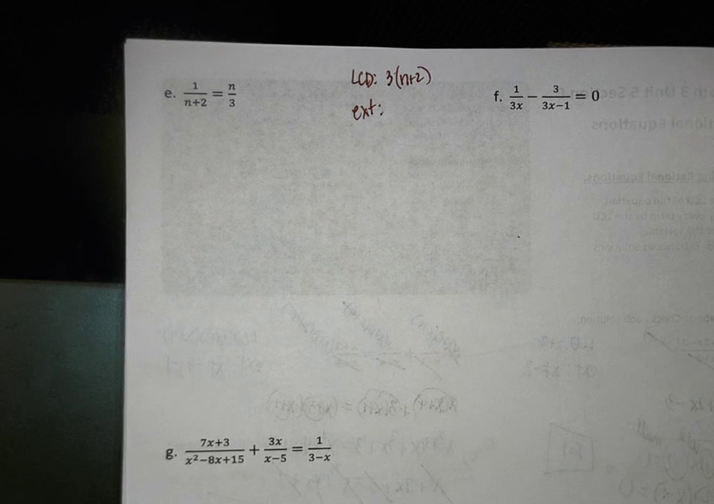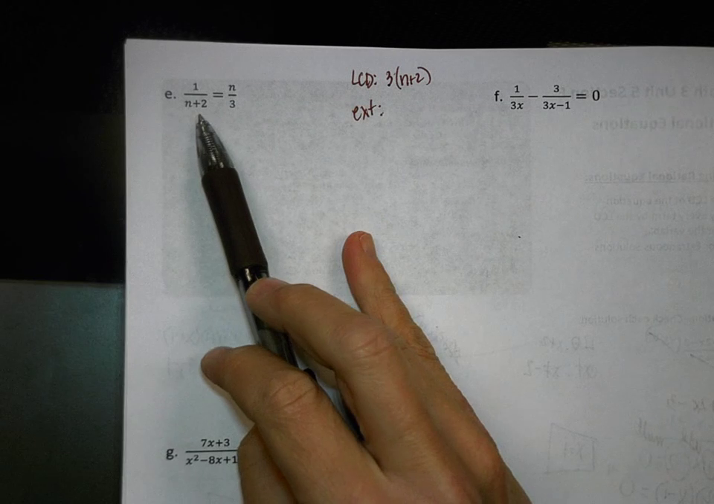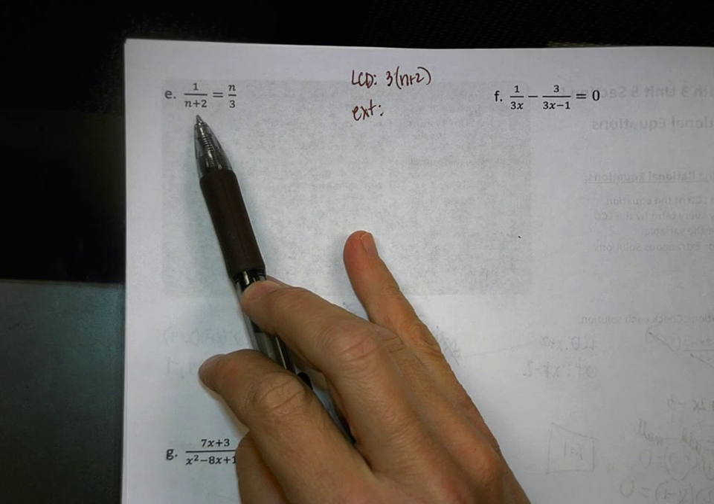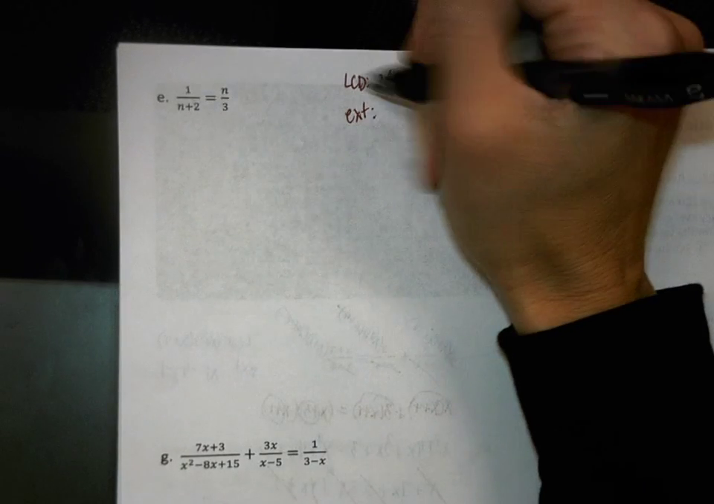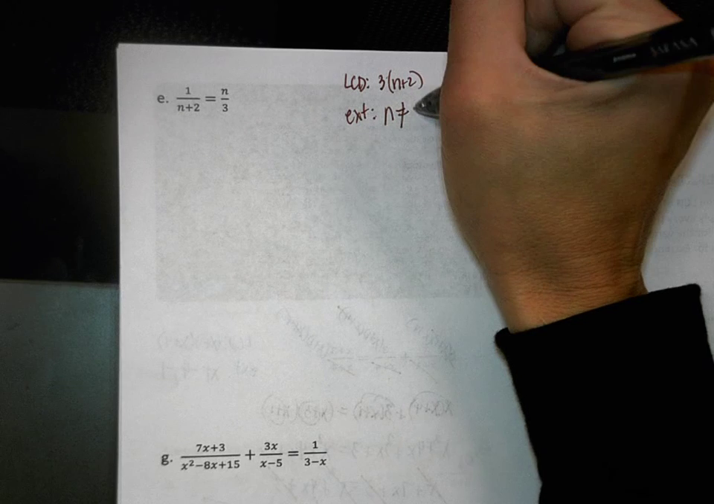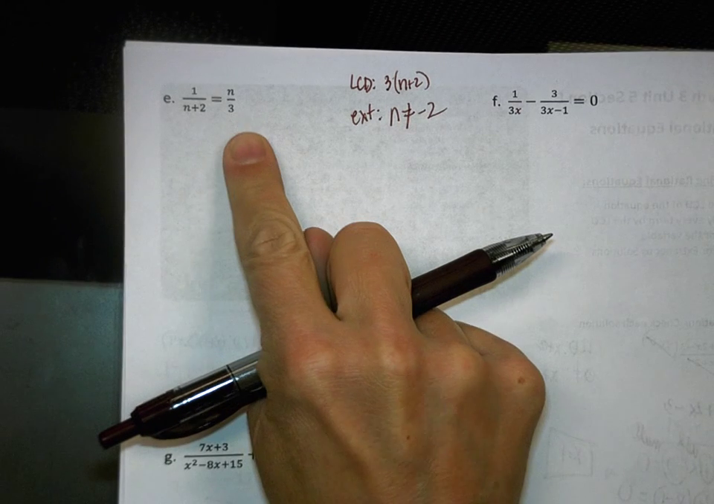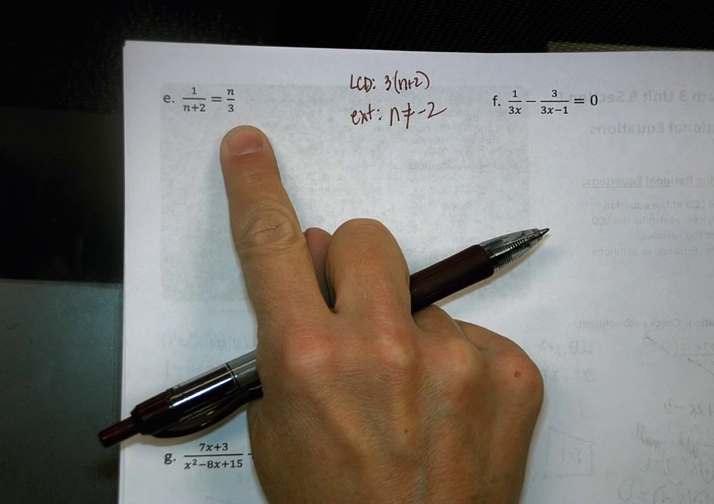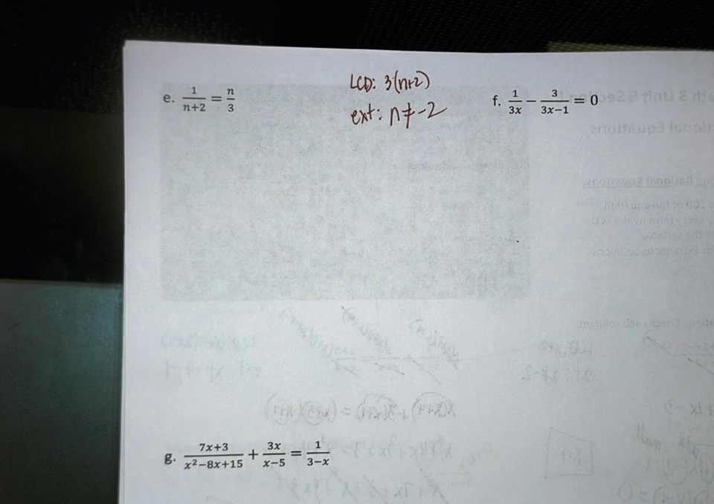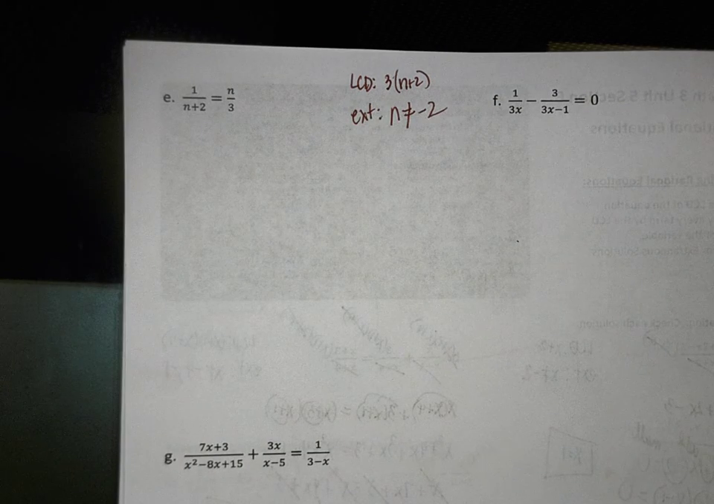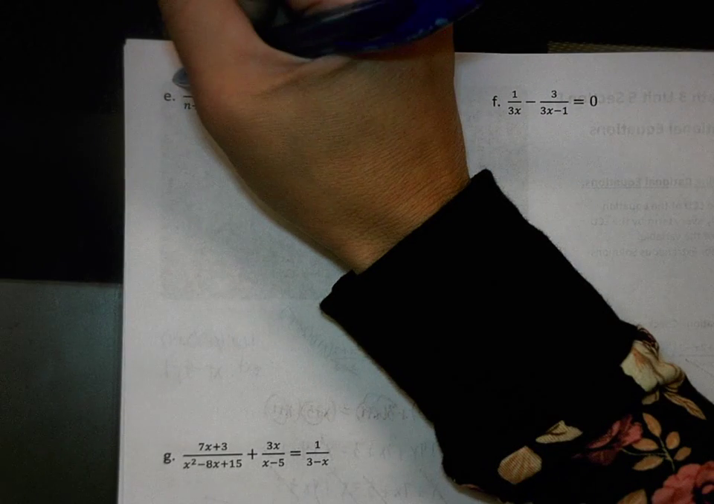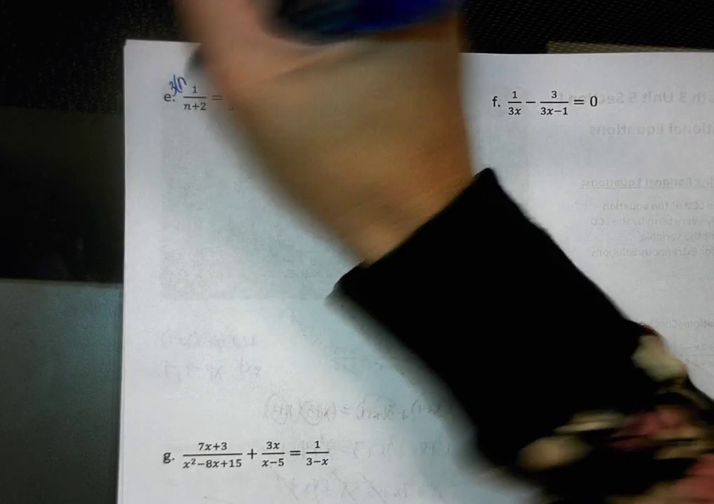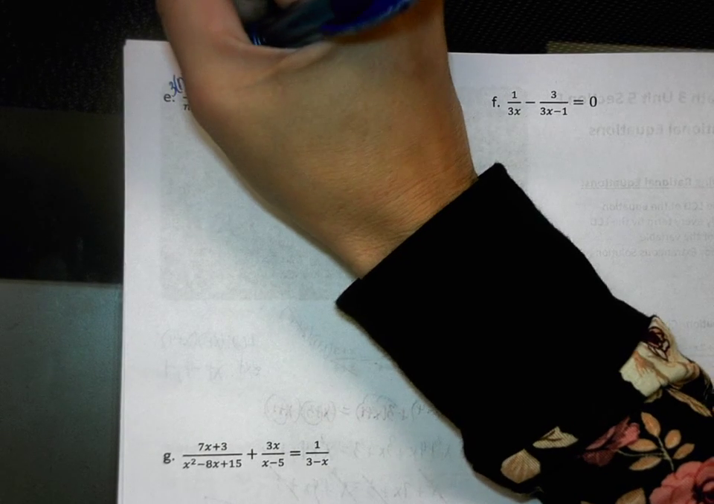And then if I were to set this denominator equal to 0, what would it equal? Negative 2, so that means that n cannot equal negative 2. This denominator doesn't have a variable in it, so we don't have to worry about it ever equaling 0. Okay, so what's my next step now? You multiply the things by 3 and n plus 2. Good. Multiply each term by 3 times n plus 2.